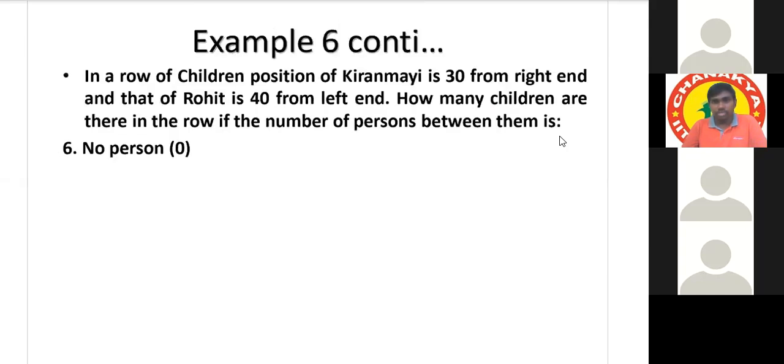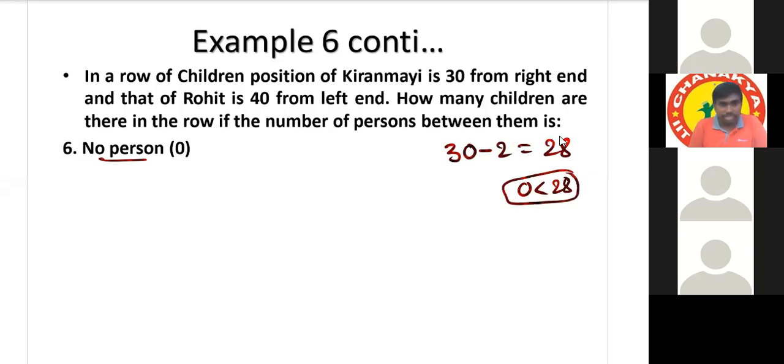And one more question. No person between them. So one or two possibilities? Sir, two possibilities. Yeah, how it will be: between 30 and 40, the least number is 30, minus 2 is 28. Because 0 is less than 28, we'll get 2 possibilities.